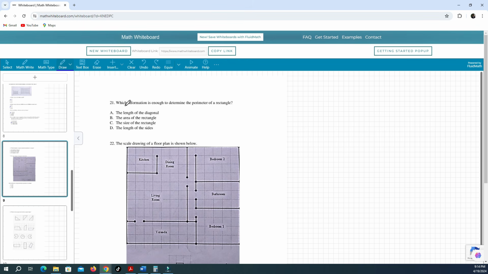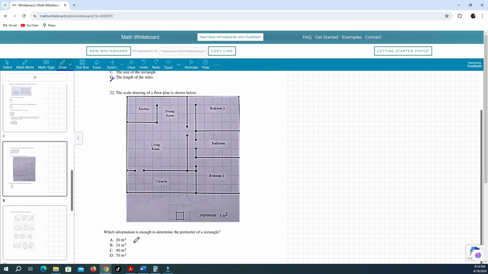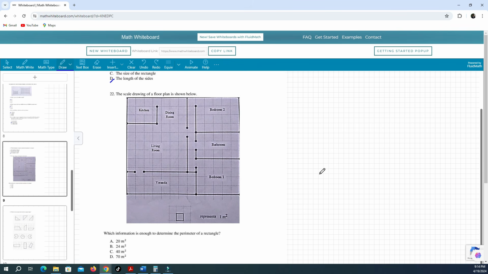All right, so 21, which information is enough to determine the perimeter of a rectangle? The length of the diagonal, the area of the rectangle, the size of the rectangle, the length of the sides. Well, perimeter means you're going to measure each of the sides around, so I will select D. The scale drawing of a floor plan is shown below. It says, which information is enough to determine the perimeter of the rectangle?